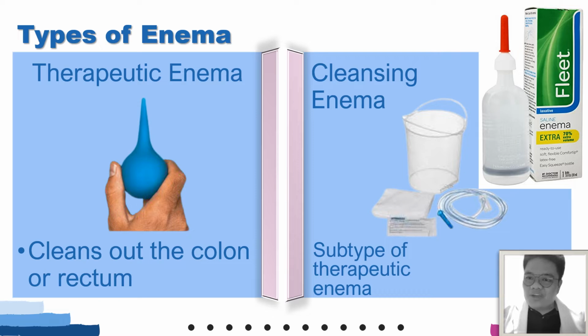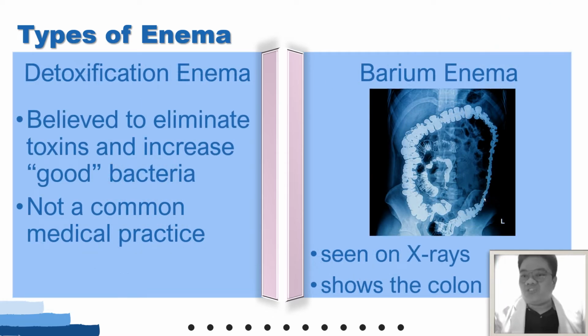Okay, now, next you have your detoxification enema. Class, for detoxification enema, as the term implies, it is an enema that could eliminate toxins and increase the good bacteria. However, this is not common in medical practice. I, for one, have not seen this. Now, class, your barium enema is used to visualize your lower GI tract. Example of that is your large intestine and a small part of your small intestine.